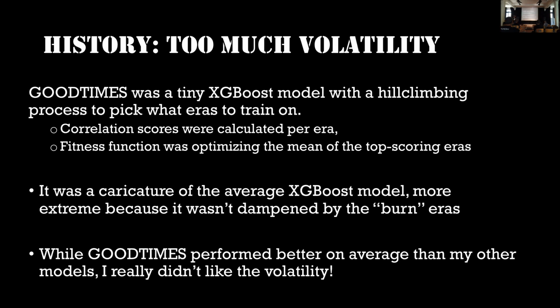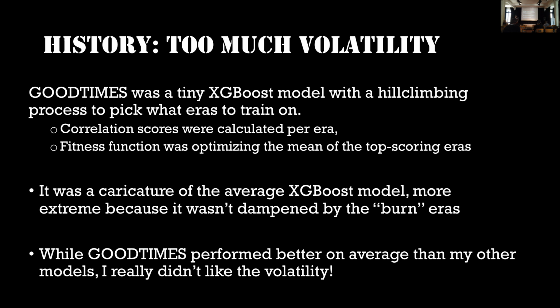So, background history. A few years ago I had a model called Good Times. It was like a tiny XGBoost model, but with a hill climbing process. I was talking with Wolfgang about how I want diagnostics and then to make a programmatic loop where I can improve the model or do hyper-parameter fitting. In this case, the hill climbing was trying to figure out what areas to train on. I don't want to train on all areas because some of them are overrepresented in the data set and others are not. So how do I do that?